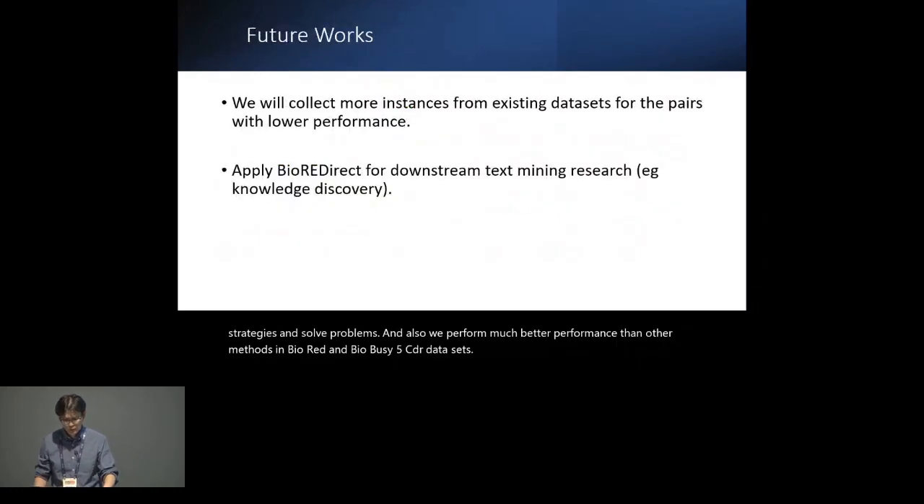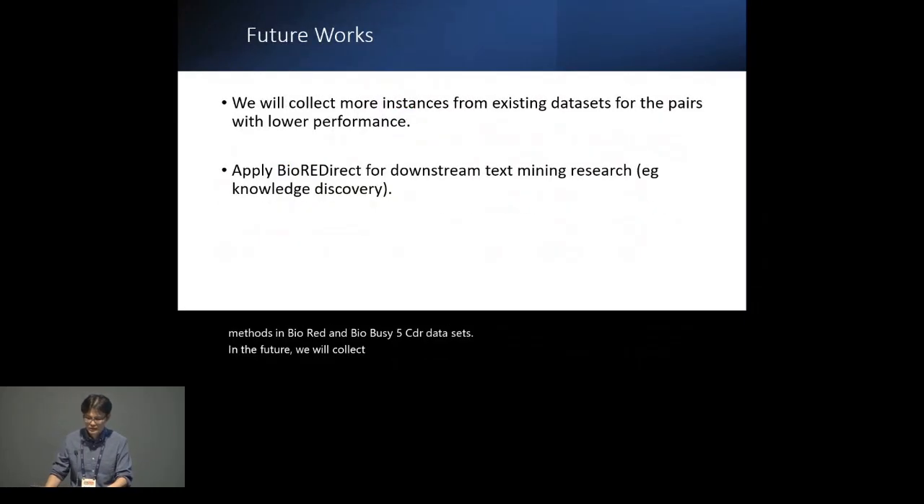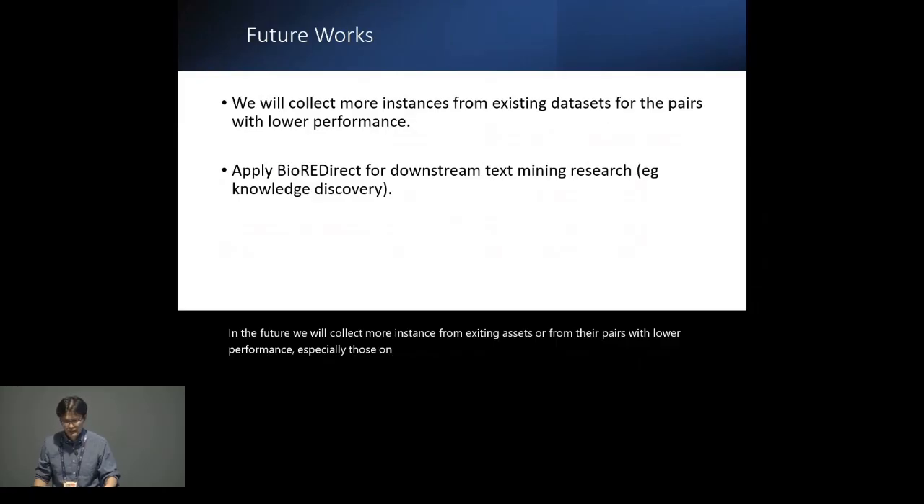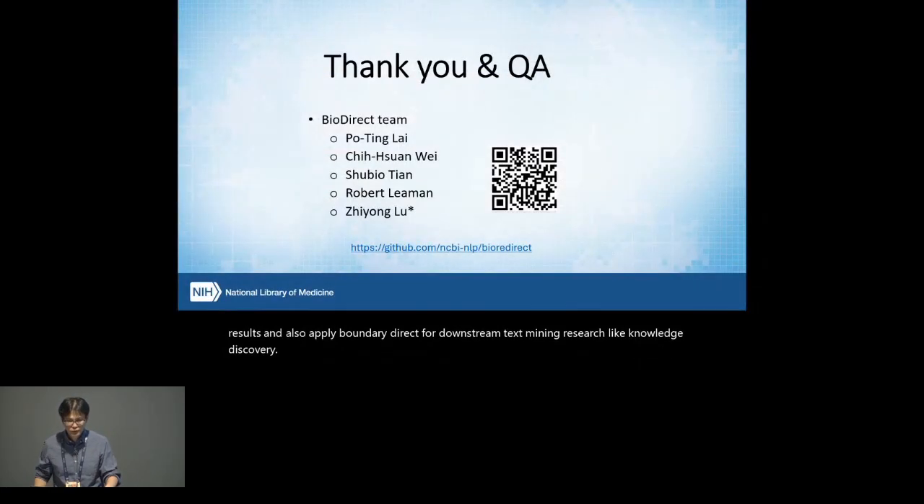In the future, we will collect more instances from existing datasets for the pairs with lower performance, especially entity pairs like binding, where we did not get better results, and also apply BioREDirect for downstream text mining research like knowledge discovery. Thank you for your attention, and any questions?